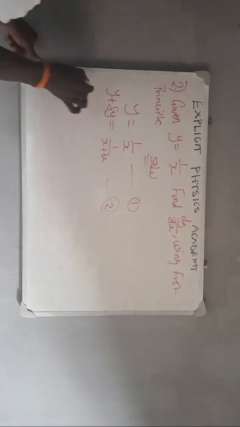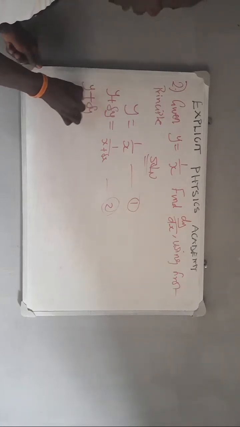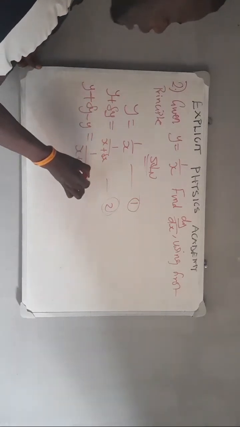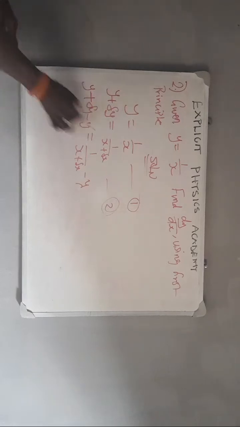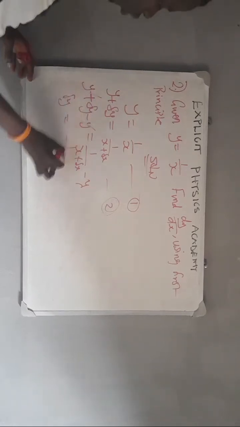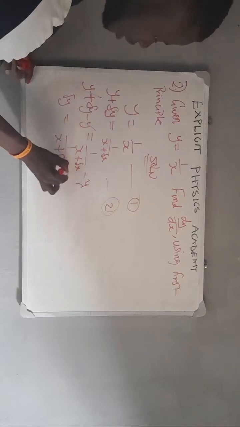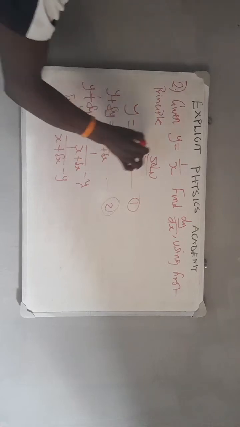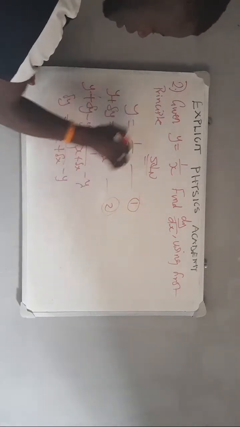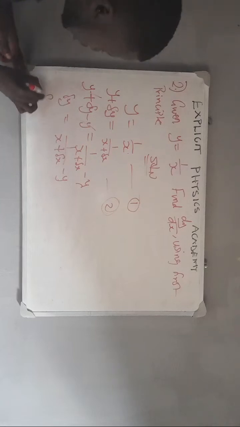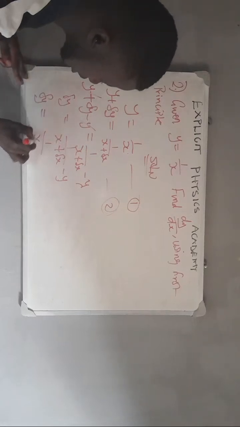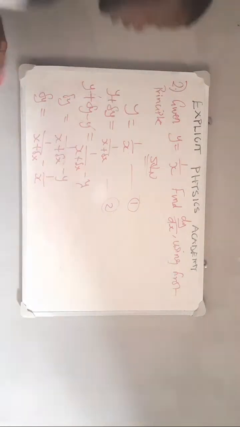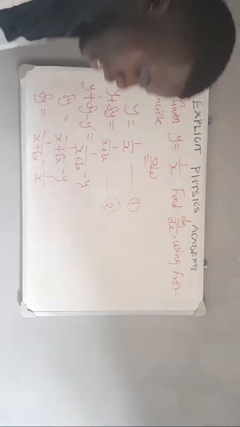If you do that, we are going to have y plus del y minus y equal to 1 all over x plus del x minus y. So here and here goes. So our del y will be equal to 1 all over x plus del x minus y. Now substituting the value of y into this equation, we're going to have del y as equal to 1 all over x plus del x minus 1 all over x. So that's what we are going to have.